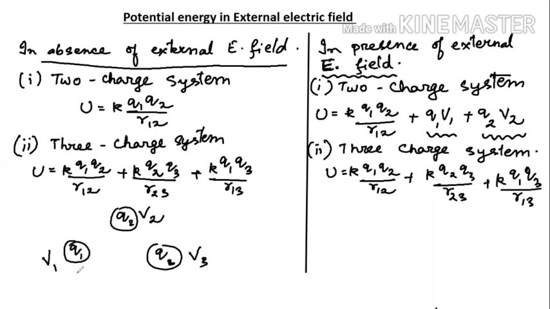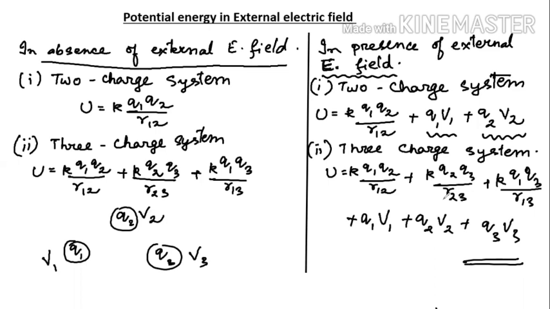So you will have extra work done due to the potential V1, which is nothing but Q1 V1. Again, you will have extra work done due to the potential V2, which is nothing but Q2 V2. And similarly, you will have extra work done due to the potential V3, Q3 V3. So this is my net work done, or net potential energy, for a system of charge in external electric field.